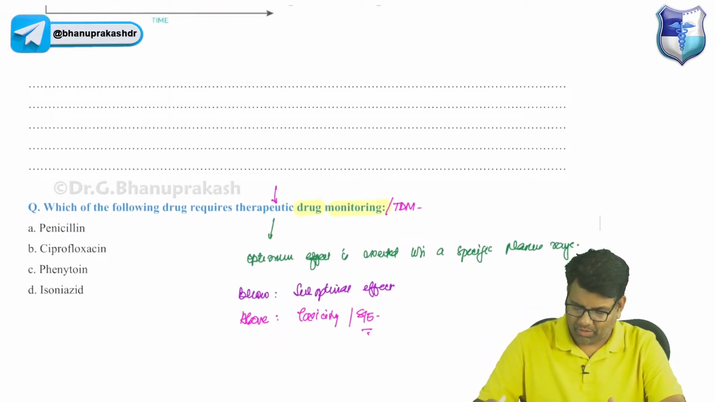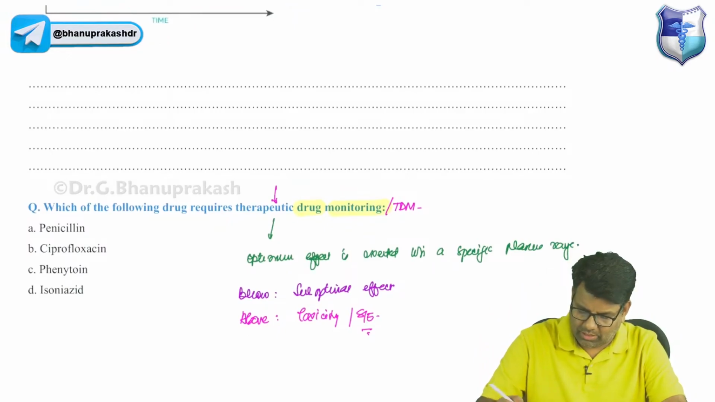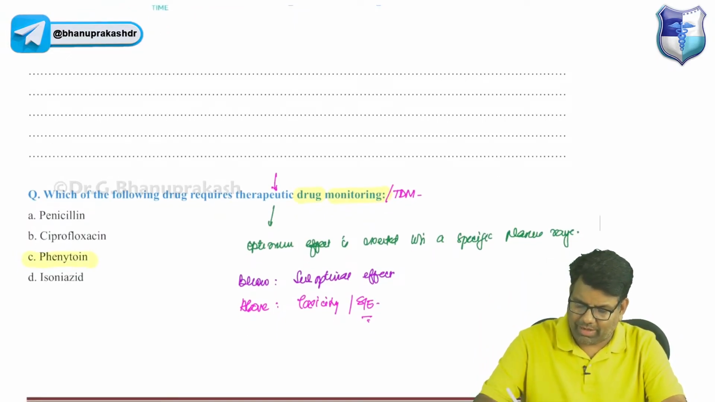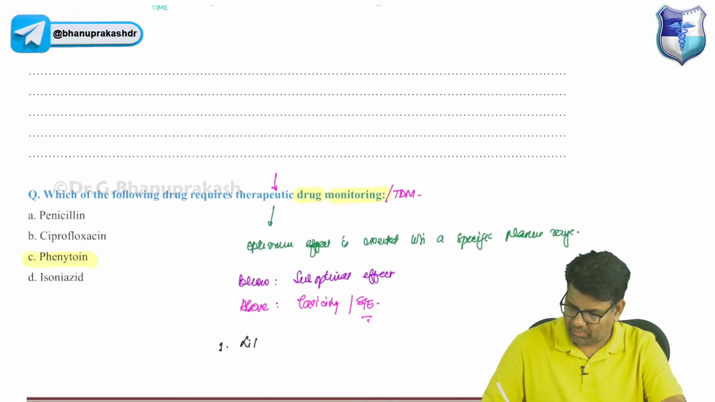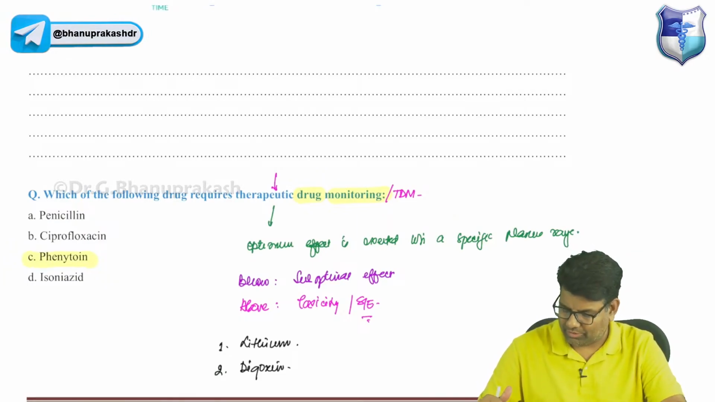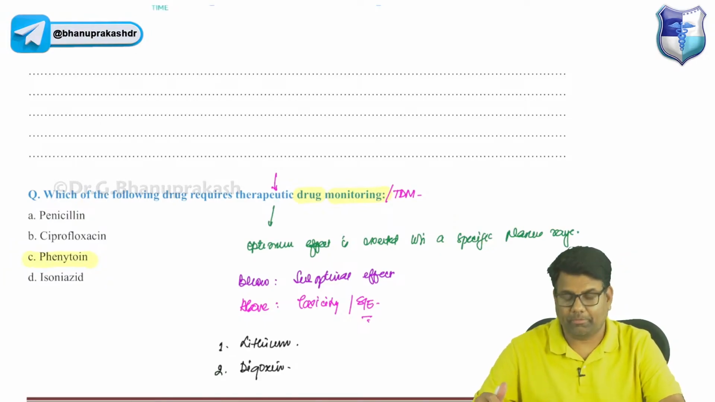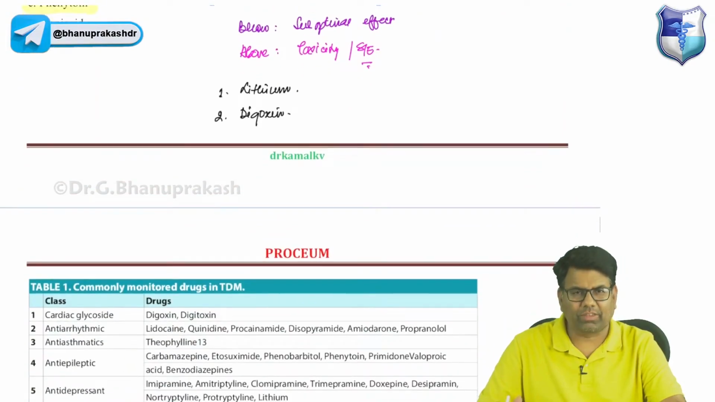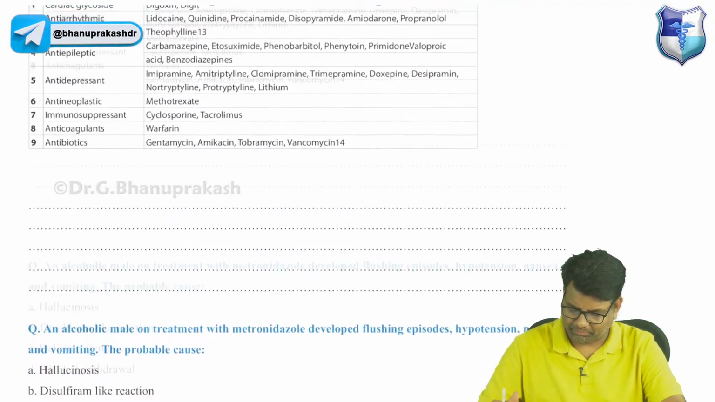So for that we need to measure the amount of drug in the blood, and that is known as therapeutic drug monitoring. Now this is seen in cases of phenytoin, but you should remember at least two examples. One is lithium, of course, and second is hydroxy. We have to check their plasma values. So this is the concept of therapeutic drug monitoring.